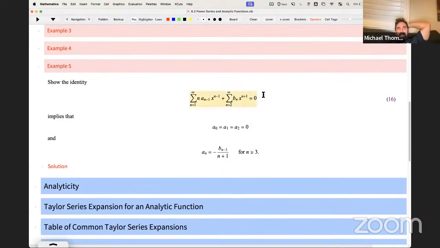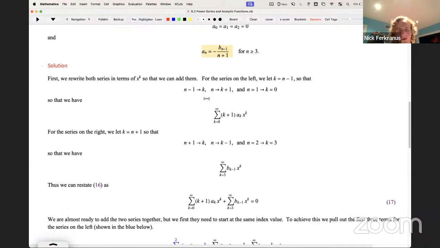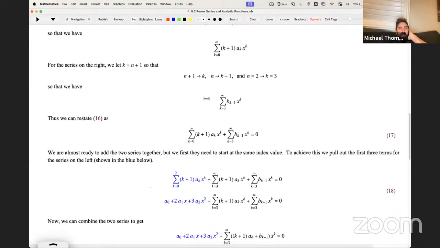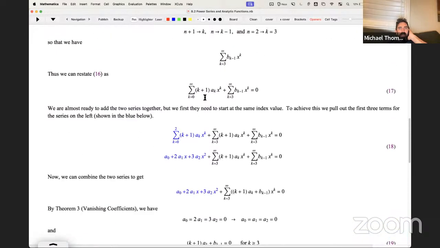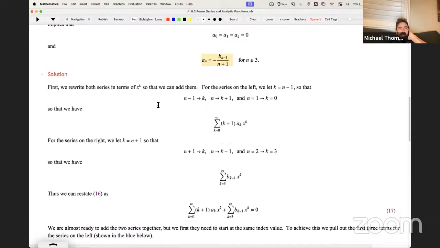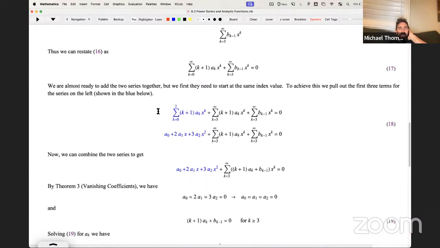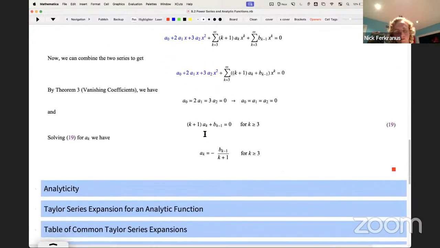And this one, show that this identity is true. So we have a power series plus a power series equals 0, and we're going to show that those guys equal 0. I worked through this on my own, so you don't have to go through it if you don't want to. I'll let the rest of the class do that too. I think I wrote good enough explanations for you guys to work through it.